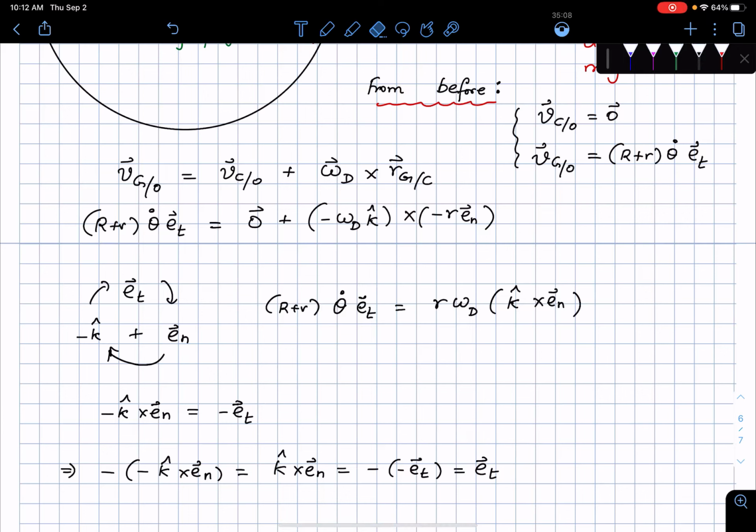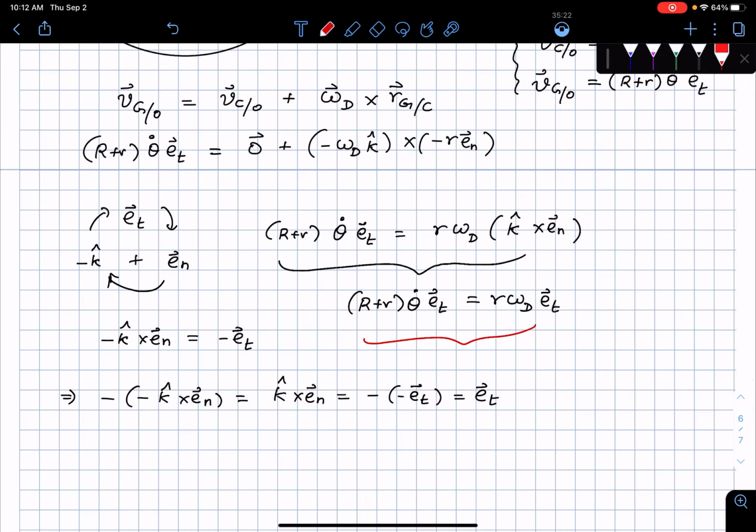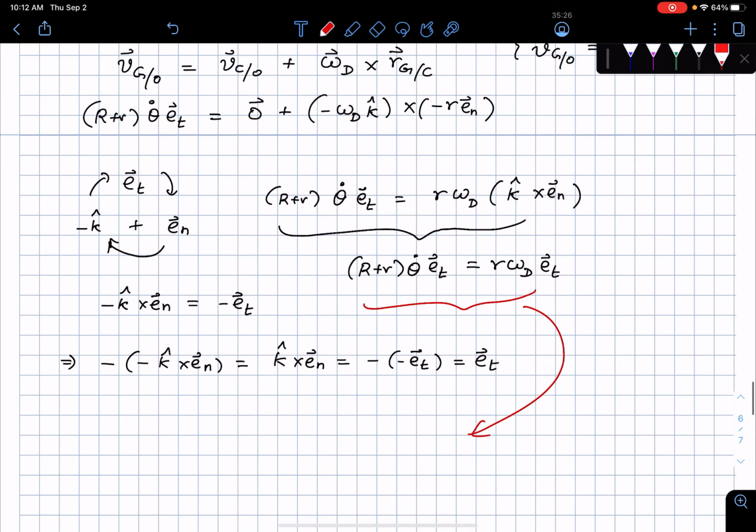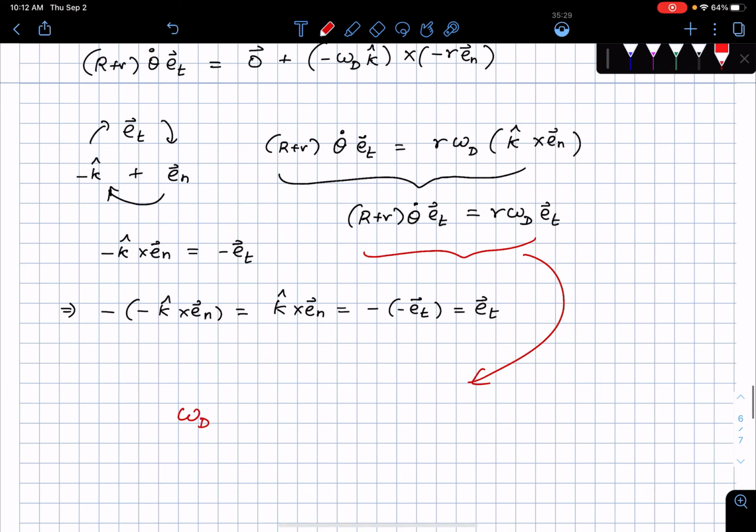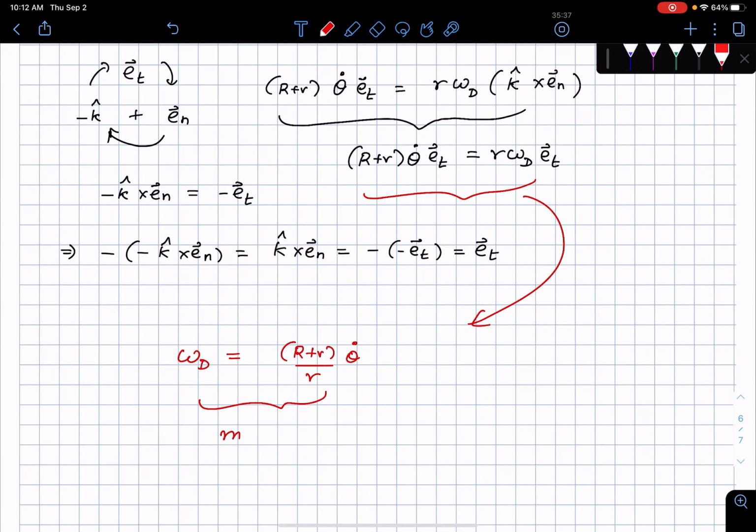So if I do the substitution here, R plus r times theta dot in the Et direction is r times omega of the disk times Et, which obviously tells me that the two sides have the same unit vectors, which means that their magnitudes have to be the same. So if I do that, then I get omega of the disk is going to be R plus r divided by little r, times theta dot. Okay, so this is the magnitude.